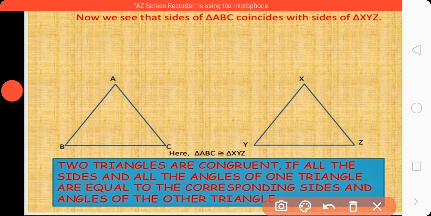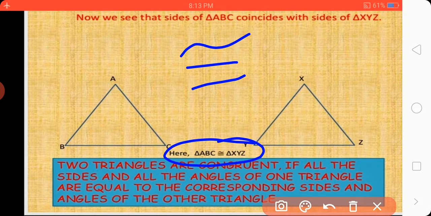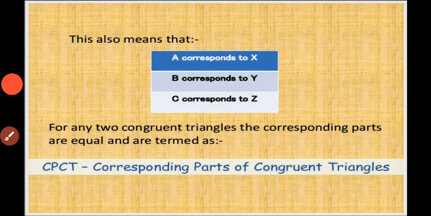We can use this sign as congruent. When two triangles are congruent, then we can write it like this: triangle ABC is congruent to triangle XYZ. Next, this also means that angle A corresponds to angle X, angle B corresponds to angle Y, angle C corresponds to angle Z. For any two congruent triangles, the corresponding parts are equal, termed as CPCT. That means corresponding parts of congruent triangles.